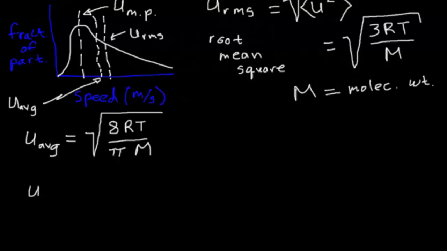Finally, we'll write down a formula for U most probable. And again, this comes from solving the equations in the kinetic molecular theory. So U most probable is going to be the square root of 2RT over M. The capital M and the R and the T mean the same thing that they did before. So these are 3 equations that we can use to calculate what it would mean to be a typical value for a speed.